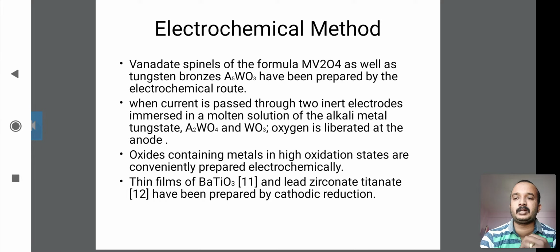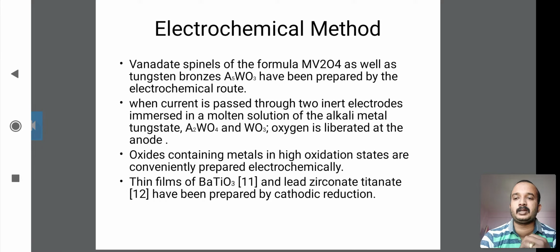Look at this. The current is passed through these two electrodes. This one is the reference electrode, and secondly there is a platinum wire electrode. Current passes through these two inert electrodes, which are immersed in the molten solution.